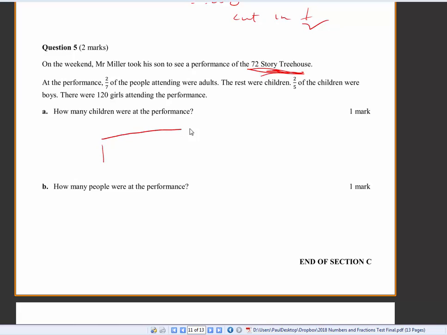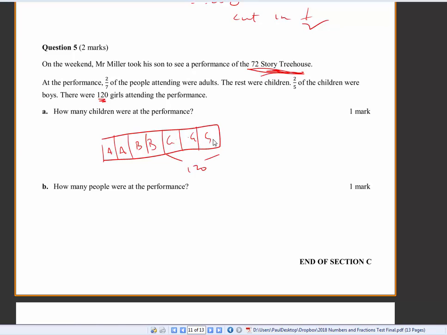So what I'm going to do is, again, use this bar model technique. Alright, and 2/7 were adults. So I'm going to cut this up into 7s, 2, 3, 4, 5, 6, and I'm going to say that these are the adults here, 2/7. The rest were children, so this is children, children, children, children, and children. Now 2/5 of the 5 here were boys. So that's a boy, that's a boy. That means the rest of them are girls. Alright, so 120 girls attending the performance. So the girls number 120.